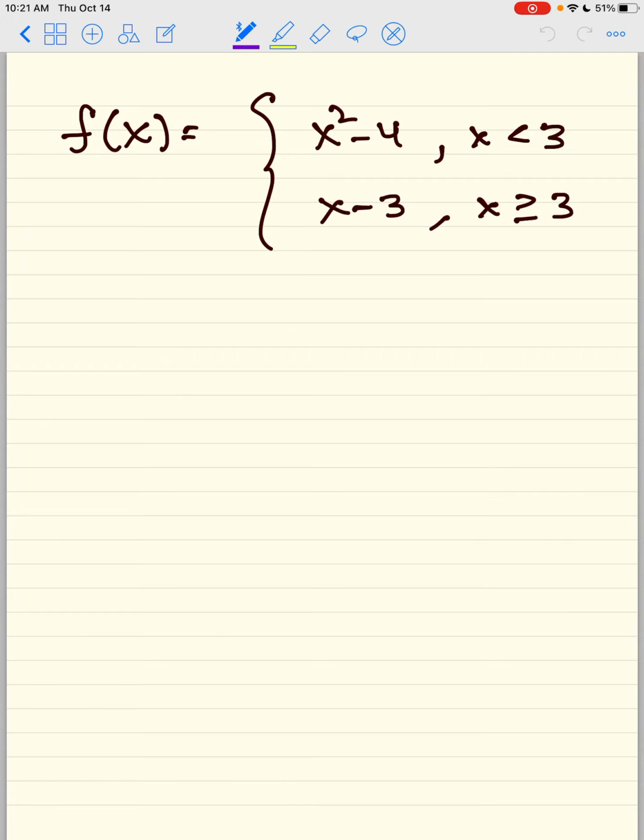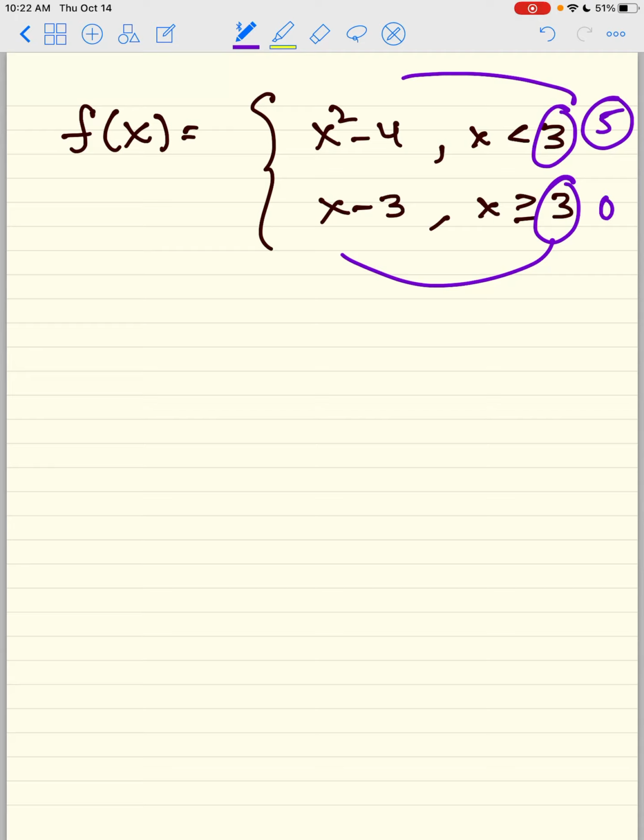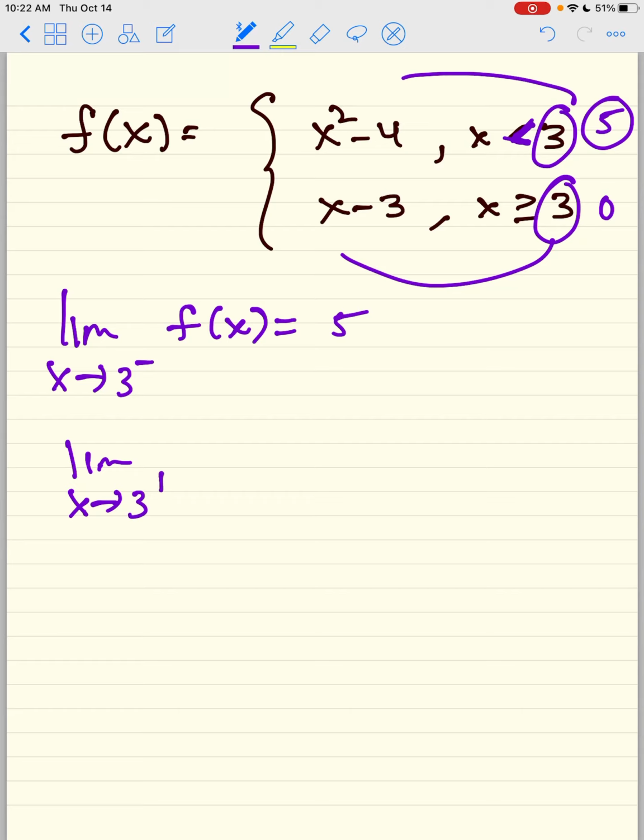Let's try another one. All you have to do is plug 3 in right away. 9 minus 4 is 5 again. Plug in 3 right away. 3 minus 3 is 0. So what does this mean? The limit as x approaches 3 from the left, less than, is 5. The limit as x approaches 3 from the right is 0.